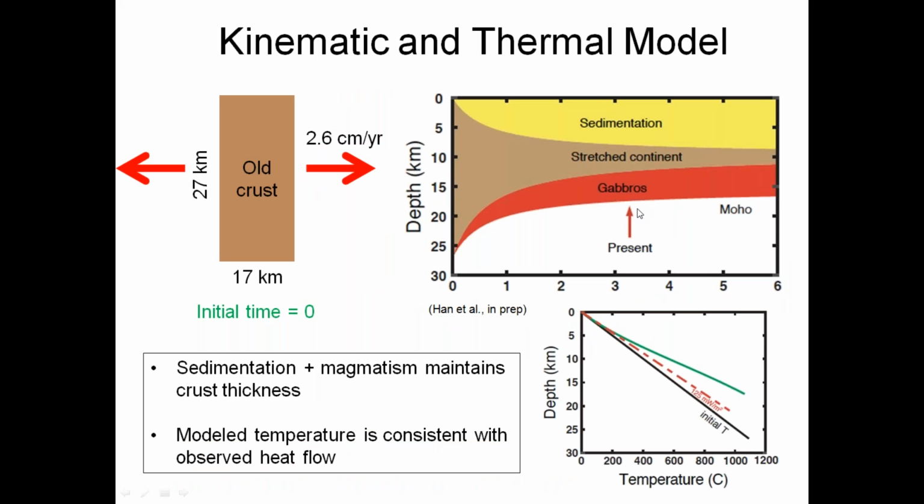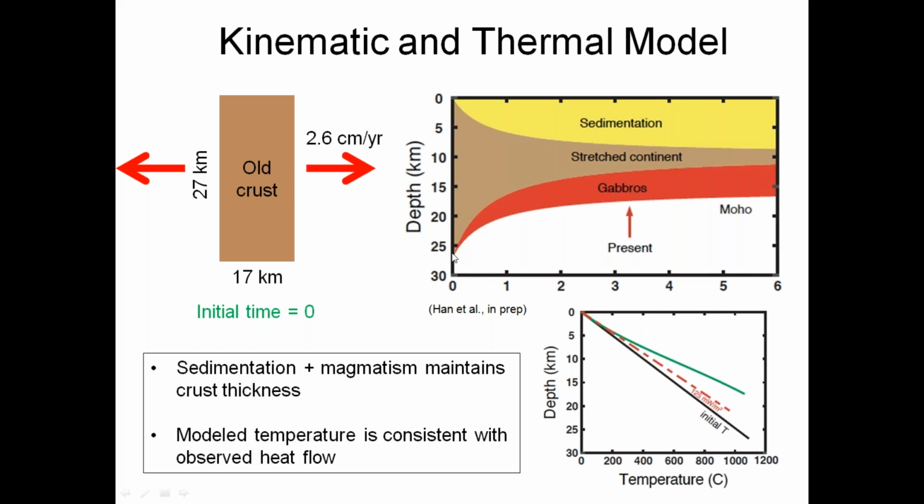From the current seismic, from the current crust structure, for any given rifting rate and magma generation rate, we could work backward in time to get the initial condition. In this case, we get a 27 km thick old crust, which is about 17 km wide. That's our initial time equal to 0. Then we run forward modeling to get the crust thickness evolution, and also model the temperature.